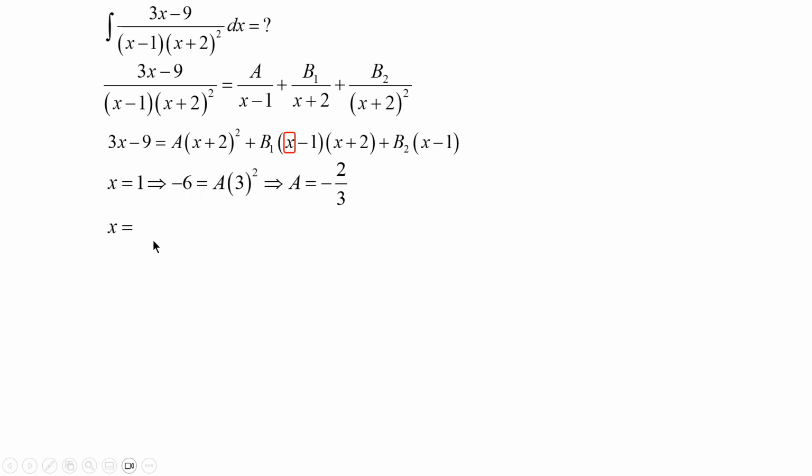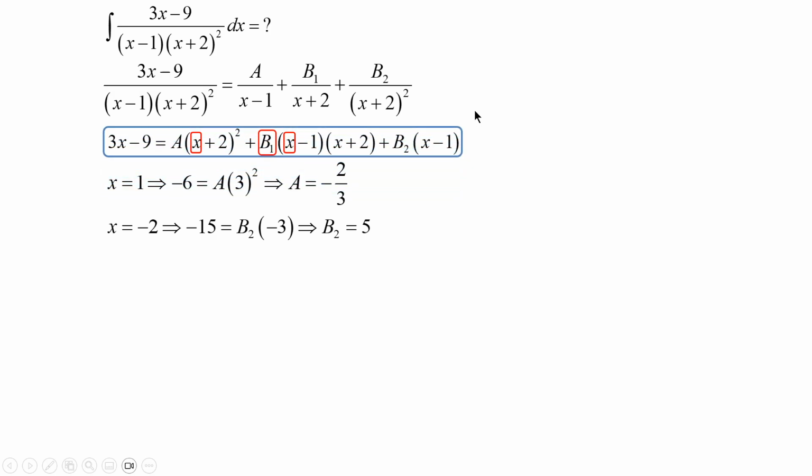Now, let's let x equal, how about the negative 2? Okay, so negative 2, that'd be a negative 6 minus 9 more, negative 15. I lose this term, I lose this term, and I have what? A negative 3 b sub 2. So negative 15 divided by negative 3 would be a 5. b sub 2 equals 5.